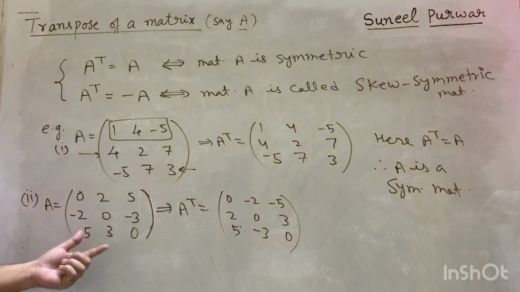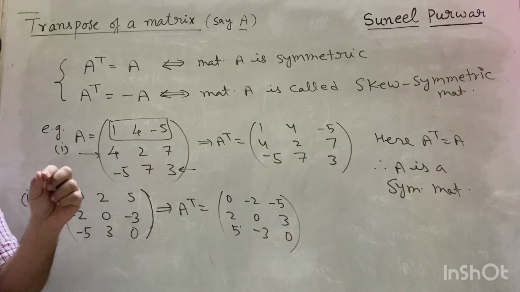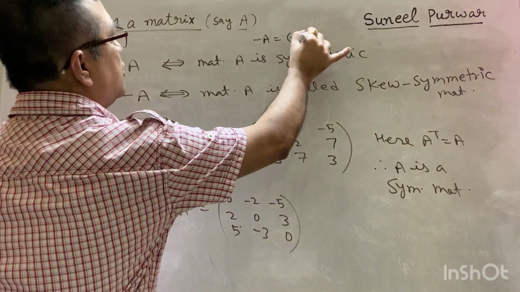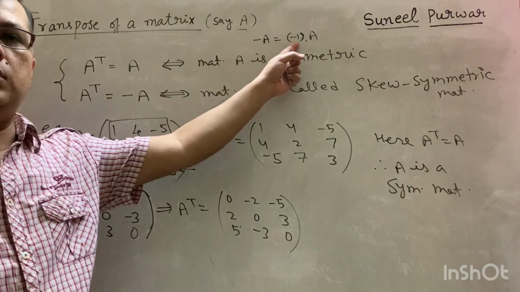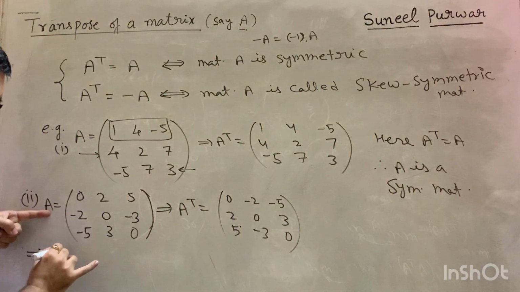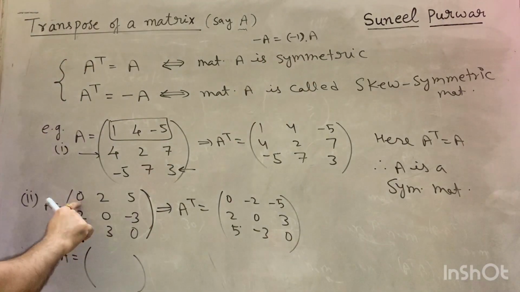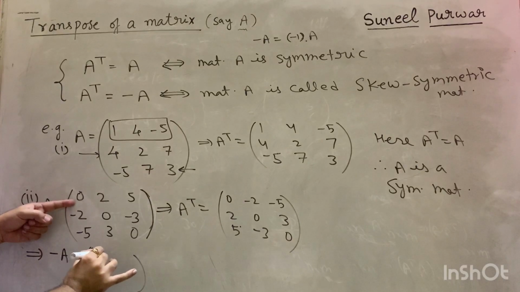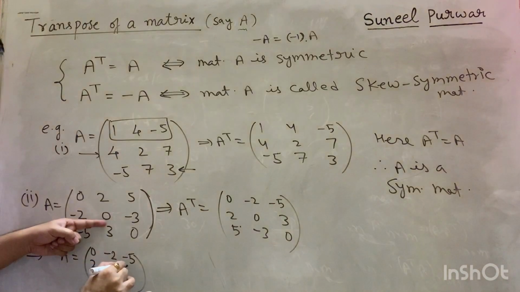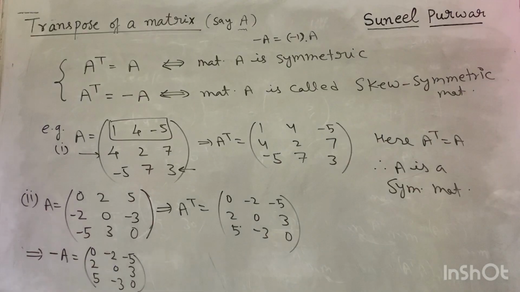Now, if this is matrix A, what is matrix minus A? You remember minus A means what? Minus A means we are multiplying the number minus 1 to the matrix A. Do that. So this is A. Find out minus of A. So what will you do? You will multiply minus 1 to every element of matrix A. So you get 0, minus 2, minus 5. It will become 2, 0, then 3, and this will become 5, minus 3, 0.